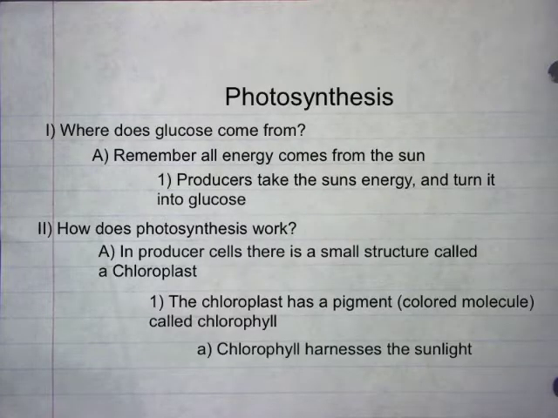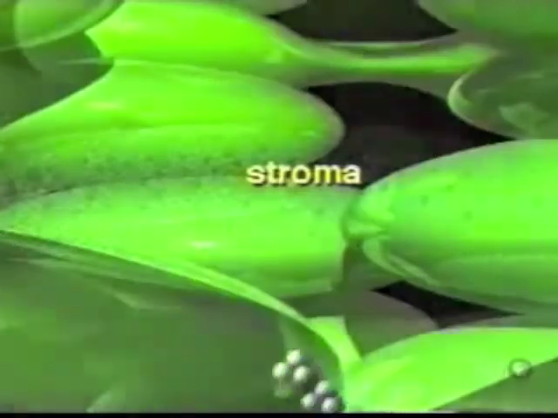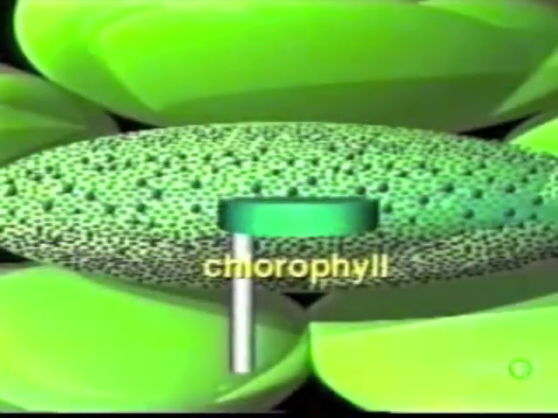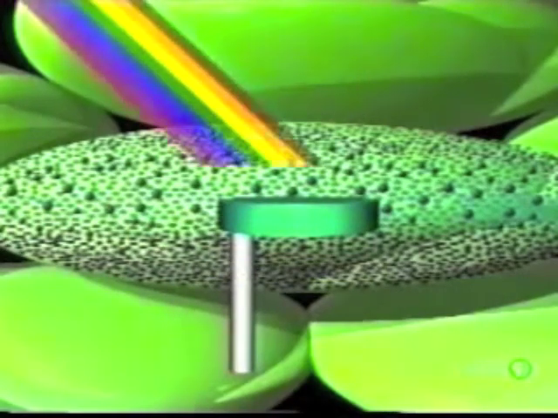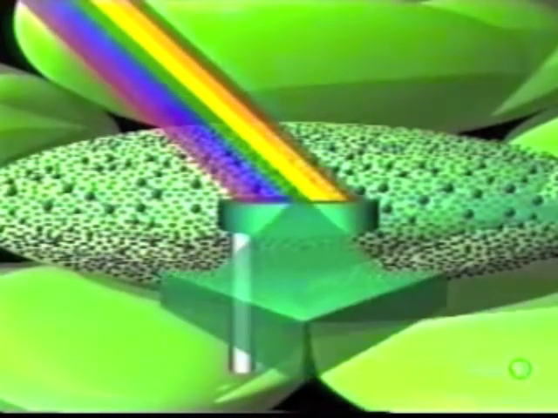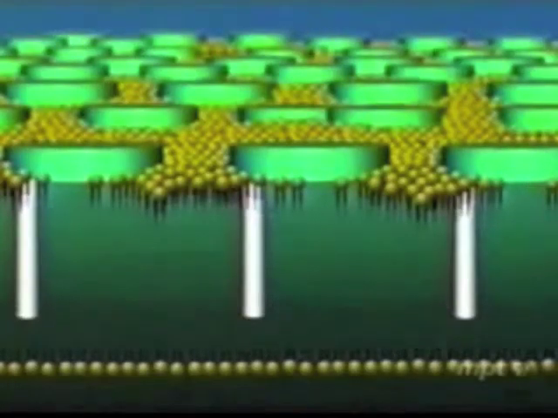Here you see the chloroplast circulating around a plant cell. The chloroplast contains a pigment-colored molecule called chlorophyll. Chlorophyll harnesses the sunlight. Chlorophyll is a pigment, much like how pigments color your clothes. It captures the light energy and emits a green color. It takes the sun's energy and transforms it, using that energy to further make glucose.